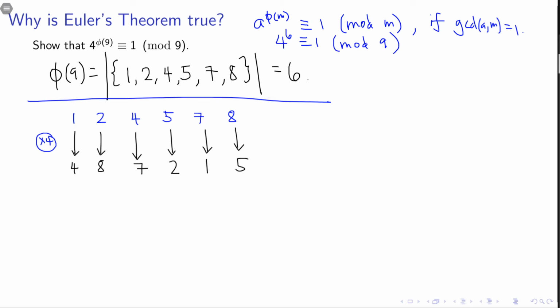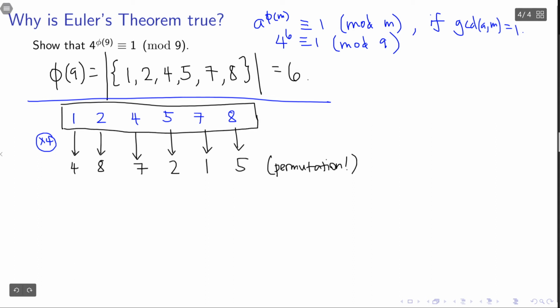And you see here that what we just did there was to permute the numbers 1, 2, 4, 5, 7, and 8. In other words, it's a bijection. You multiply everything by 4, and you get the same numbers, just in a different order. And so what this tells me is the product of all these numbers on top and the product of all these numbers at the bottom, they're going to be congruent, right? Because it's all the same numbers.